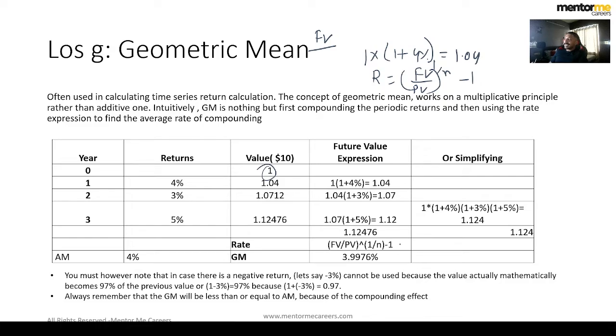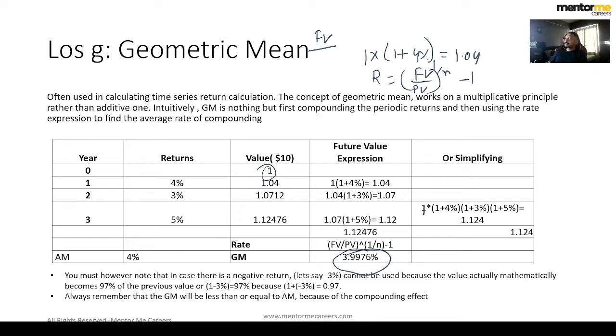And exactly the same thing is your geometric mean. That's it. All you're trying to find out is the rate, right? So don't get confused when somebody is saying geometric mean. Geometric mean is nothing but the rate function itself, right? And if you want to simplify this, I've simplified it out here also.